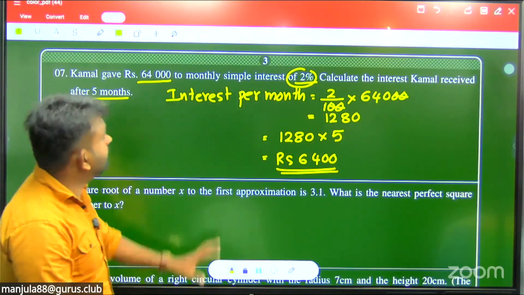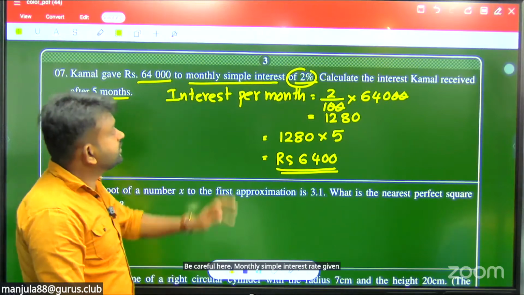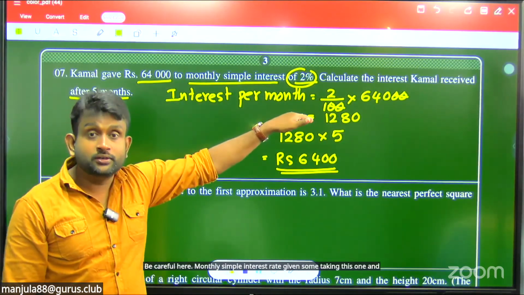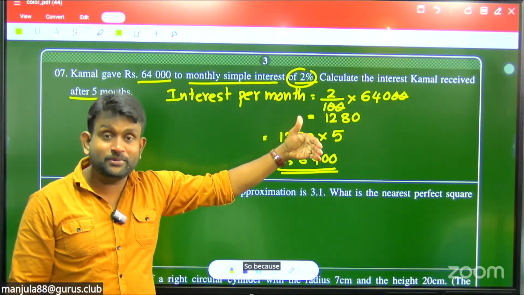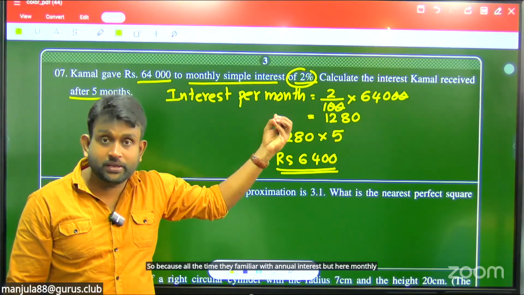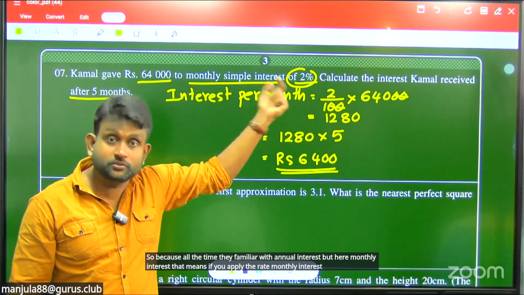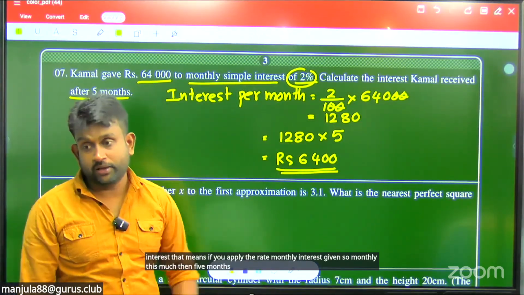Be careful here, the monthly simple interest rate is given. Some take this and divide by 12, because they are always familiar with annual interest, but here it is monthly interest. That means if you apply the rate, the monthly interest is given. So monthly this much, then for 5 months, just multiply by 5.